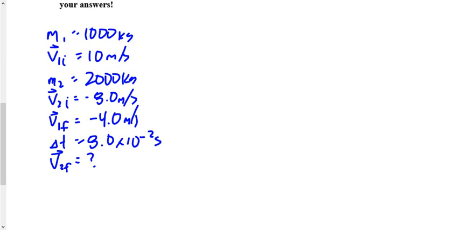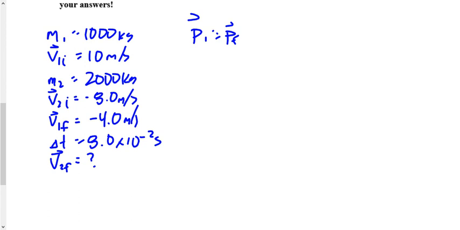Now this is a collision. And when we have a collision, the first thing that we want to think of is conservation of momentum. Pi equals Pf. Not some kinetic energy thing, not some impulse thing. Impulse applies here if we look at one individual object. But if we want to look at the system, and that's the easiest way to do this, then conservation of momentum is the way we go every single time.